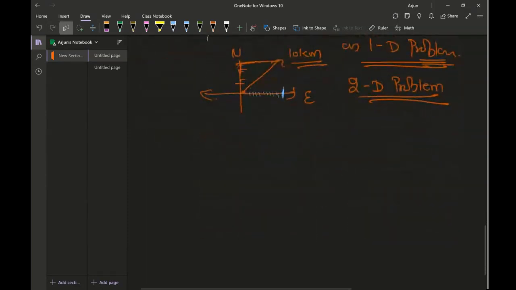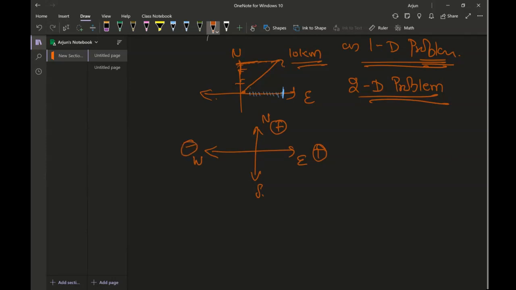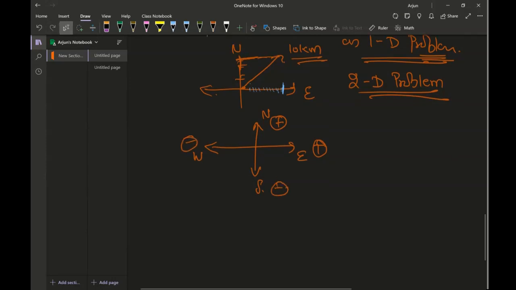Now moving forward, I'll talk about the coordinate system and the navigation system. So this is the east direction, this is the north direction, this is west, this is south. Now east we take as positive, north we take as positive, west we take as negative, south we take as negative. So if the object is moving along the south direction, we'll consider it as negative direction motion. If a person is moving in the east direction, we'll consider it as positive. Same goes with north, positive. And if he's moving in the west direction, we'll consider that the person is moving in the opposite direction.